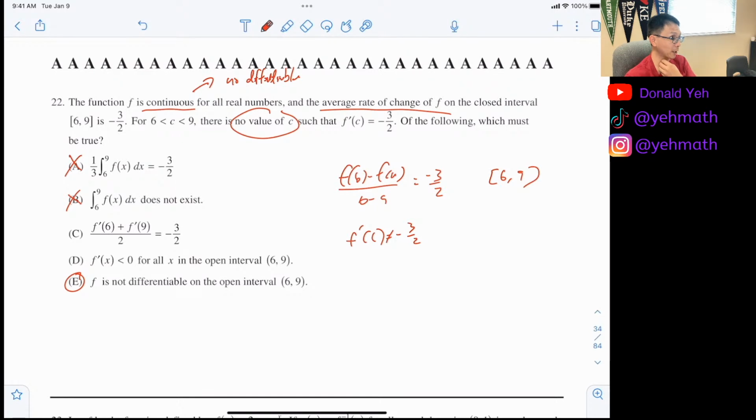This one's talking about the derivatives. So now they see that the derivative doesn't work here. And f prime of x is less than 0? Well, that doesn't have to be true. It could go up or down. They never have a restriction. So the only correct choice is E.